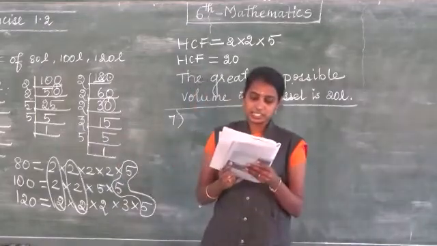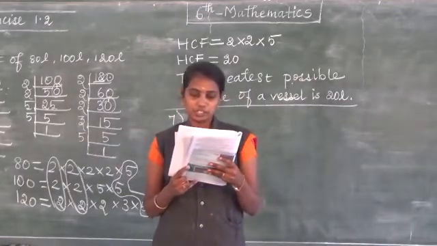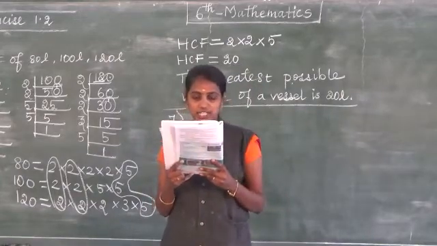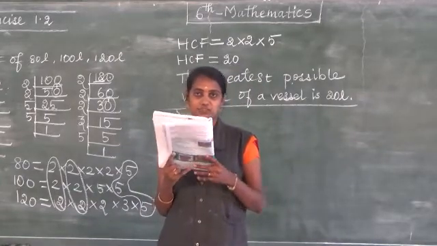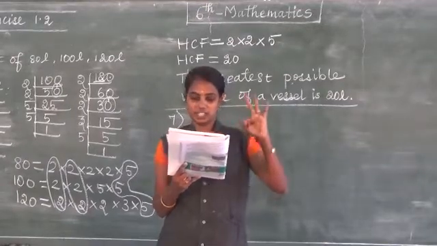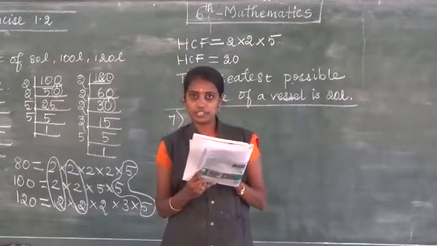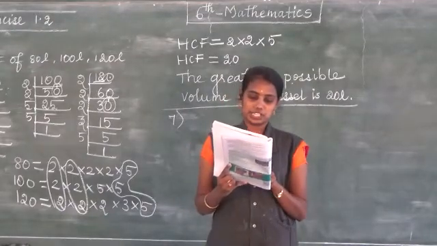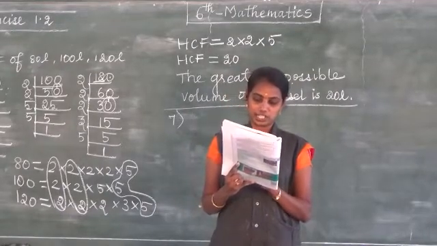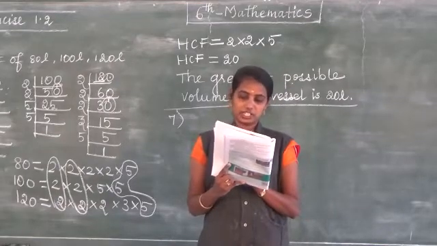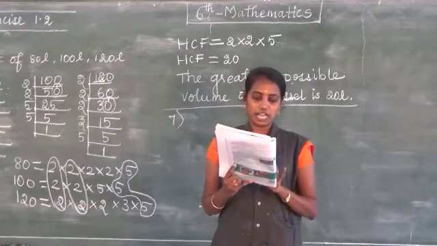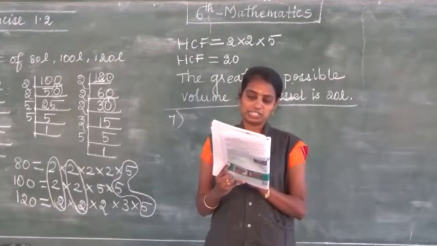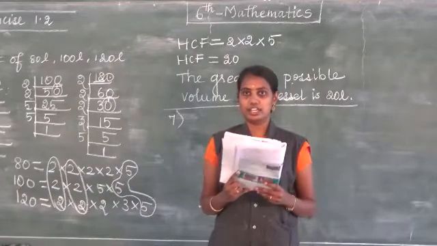The traffic lights at 3 different road junctions change after 40 seconds, 60 seconds, 72 seconds. Traffic lights, we have seen how many colors we have? Three different road junctions. After every 40 seconds, 60 seconds, 72 seconds respectively, if they change simultaneously together at 8 a.m. at the junction, at what time will they simultaneously change together again?